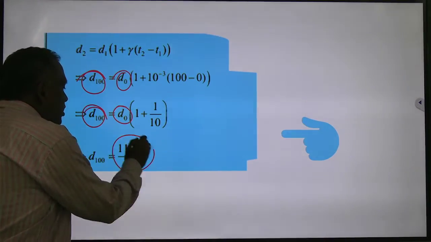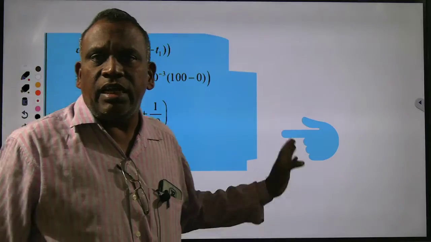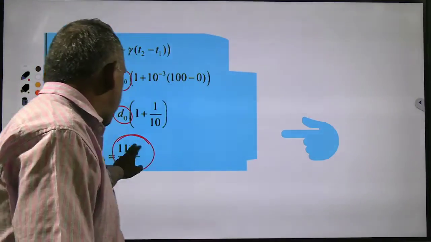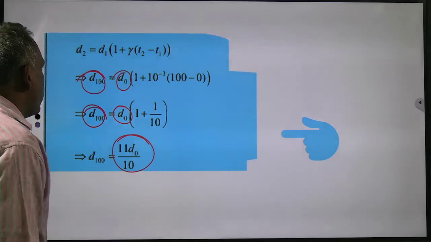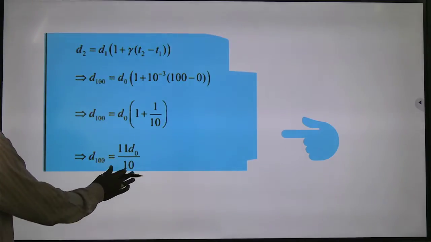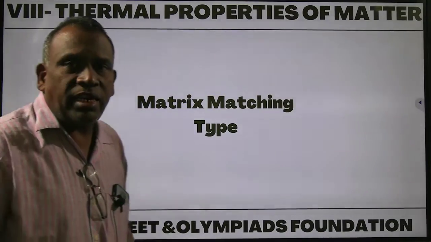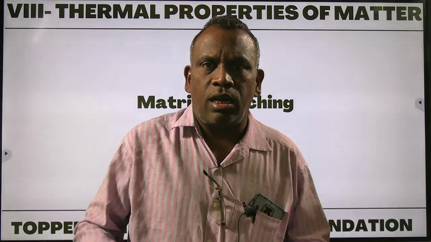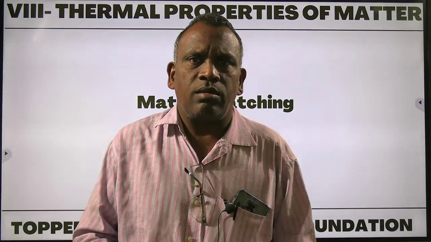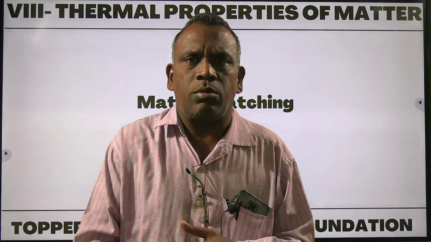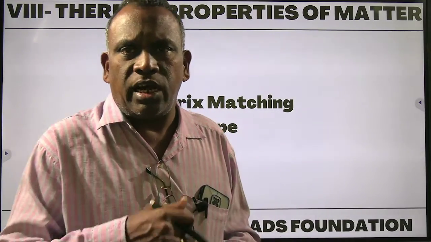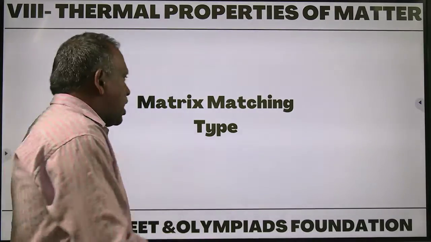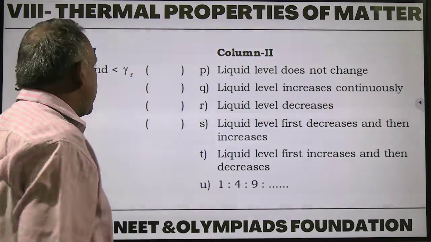So d100 is equal to 11 d naught by 100, 11 d naught by 10. So you can solve the similar model problem like this. See next, matrix match type questions. There are two columns: column 1 has 4 questions, and column 2 has the answers. You have to match these.